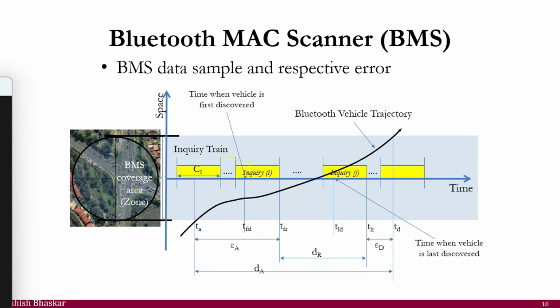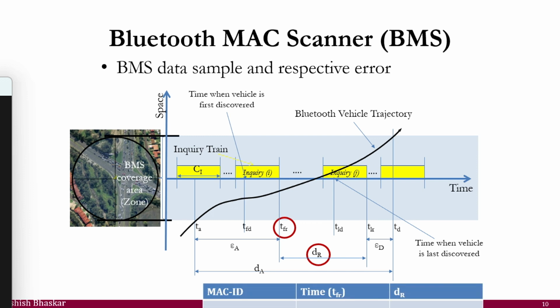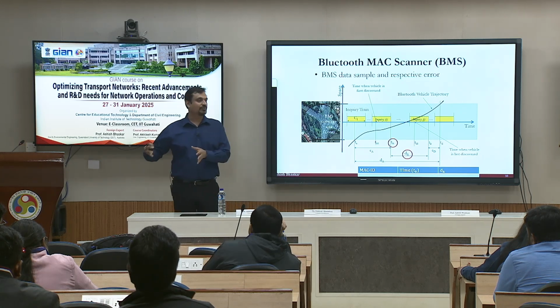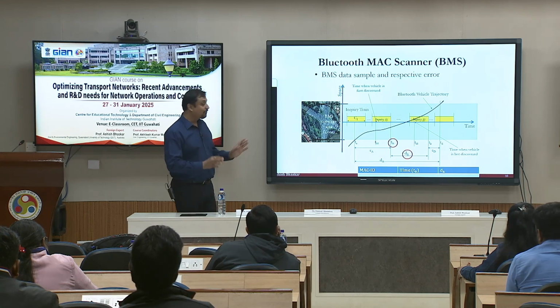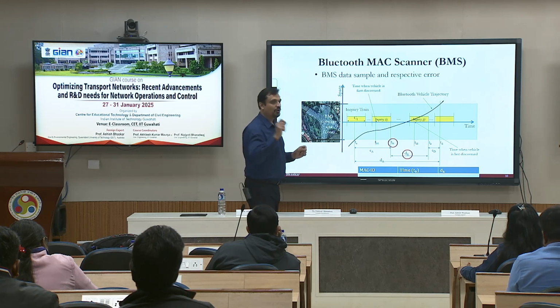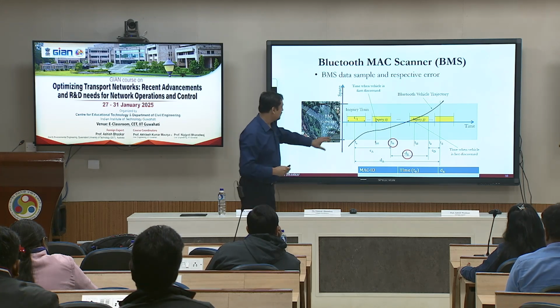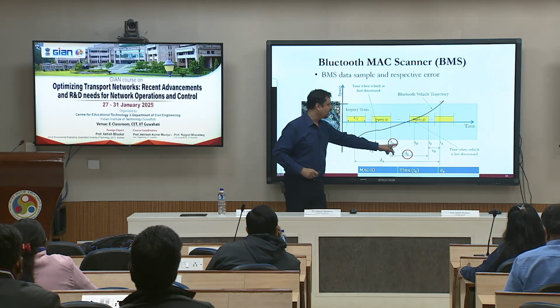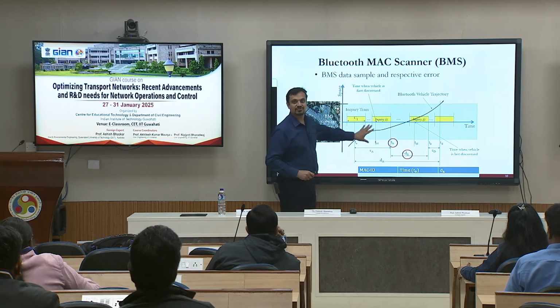Now you don't want to store each and every time it was observed. So the way they store the data set, at least in Brisbane, in the scanners that they have, is the MAC ID, the first time it was observed, and for how long it was observed, the duration between the first and the last observation. That's what you store. By doing so, you are reducing the amount of data you have to store. But from here, you have to see a few things. You do not know where the device was in that scan zone. What you only know is when it was first observed and when it was last observed. It can be anywhere within the scan zone.